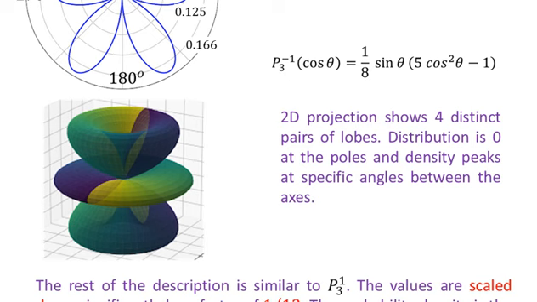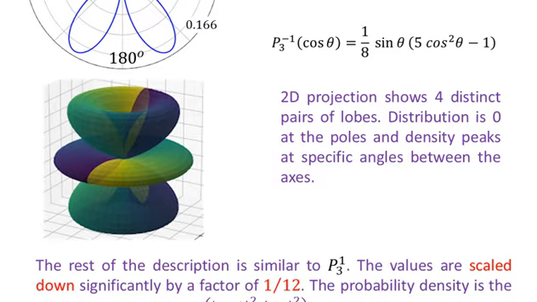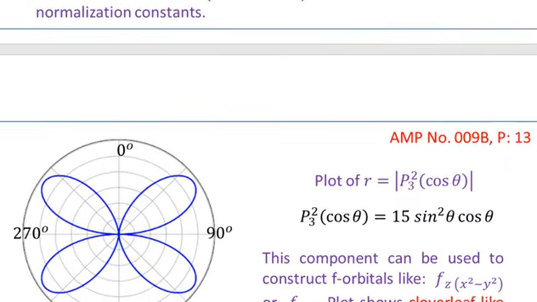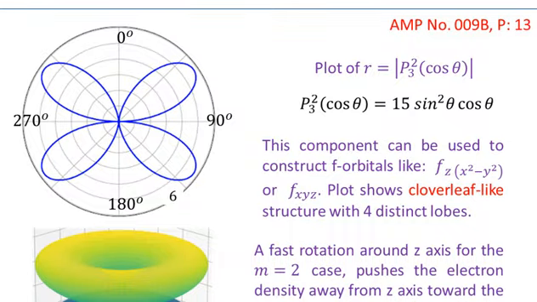The next case that we are going to discuss is the case of magnetic quantum number equal to +2. This is the case where the orbital quantum number L is equal to 3, but the magnetic quantum number M is equal to 2. The associated Legendre polynomial has a value equal to 15 sine square theta times cos of theta. You can see these lobes, the magnitude is 6. This component can be used to construct F orbitals like Fz times x square minus y square, or F x y z.